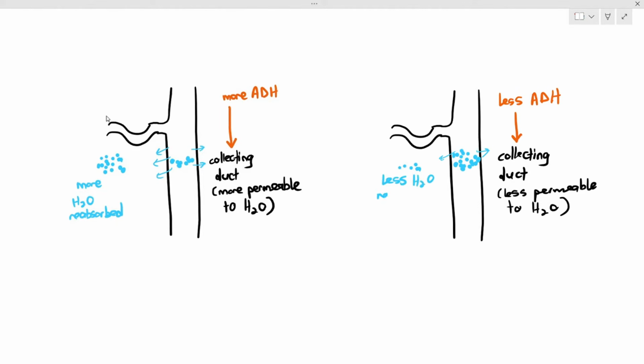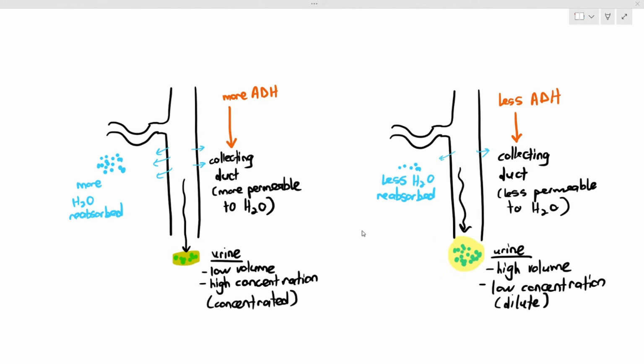So that's how you memorize it. More ADH, collecting duct more permeable to water, more water reabsorbed. But when there's less or no ADH, the collecting duct is less permeable to water, so less water is reabsorbed. That's how you try to remember it. And ADH is an antidiuretic hormone. So ADH tells the body to produce less urine, and no ADH tells the body to produce more urine.